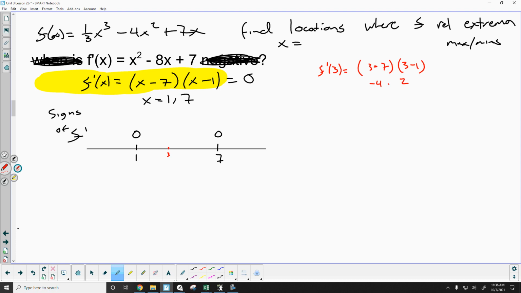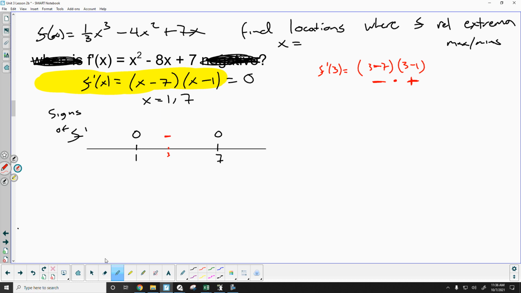But you know what? I don't care that this is negative 8. What do I care about? That it's negative. So I actually won't even do any numbers. All I get out of this is that 3 minus 7 is a negative, 3 minus 1 is a positive, and I know a negative number times a positive number is a negative number.